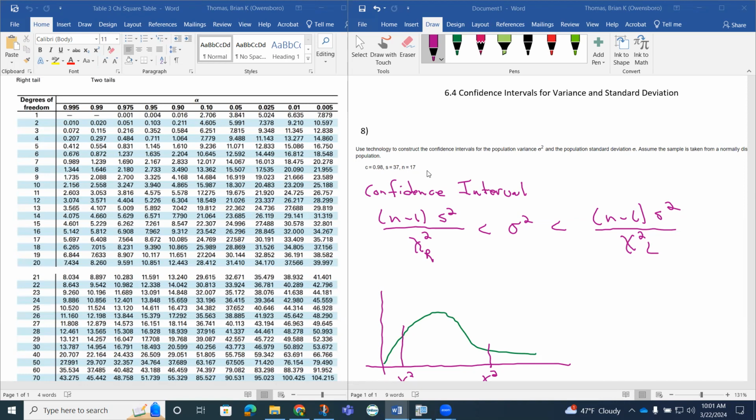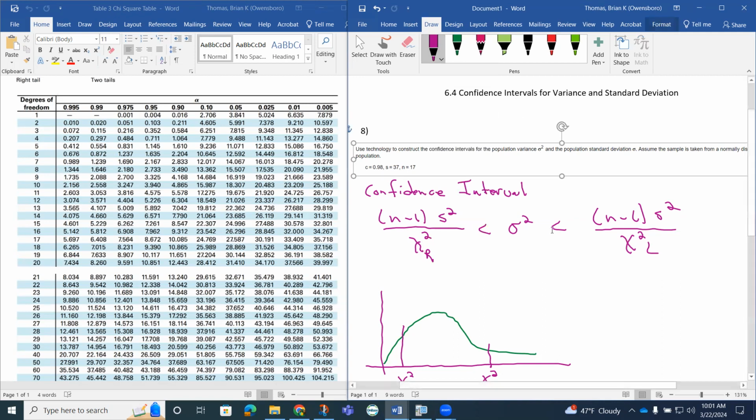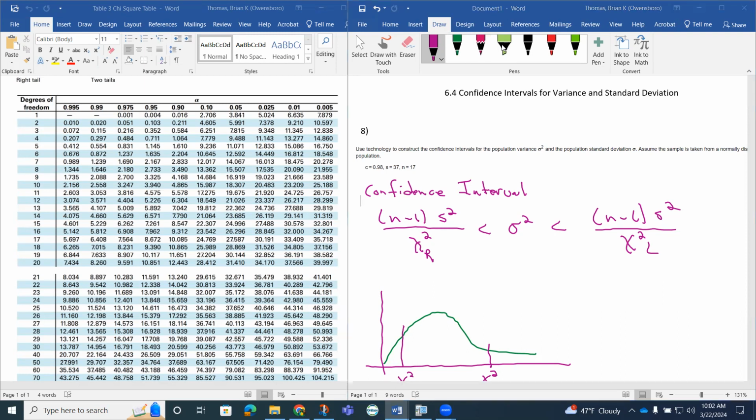So remember, to do the confidence interval, we need to know the degrees of freedom, which is n minus 1. So the degrees of freedom in our example is going to be 17 minus 1, which is 16.